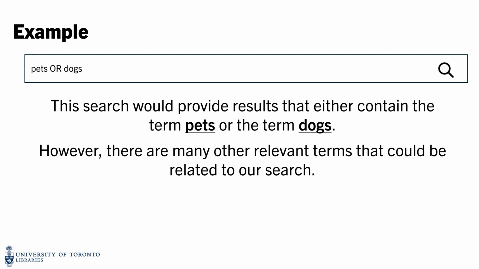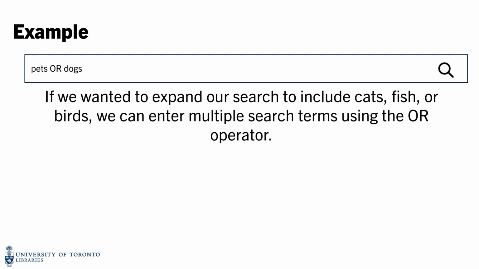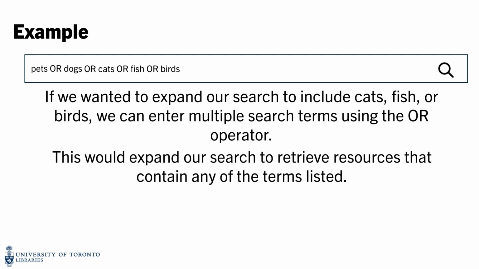However, there are many other relevant terms that could be related to our search. If we wanted to expand our search to include cats, fish, or birds, we can enter multiple search terms using the OR operator. This would expand our search to retrieve resources that contain any of the terms listed.